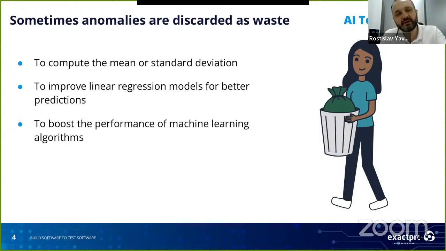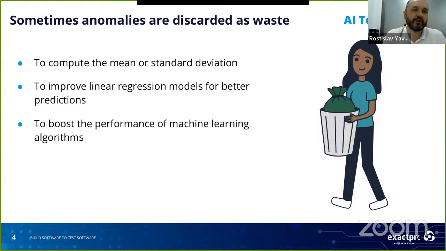And different examples are here on the slide. So first of all, it's about statistics, and we'll see this example just in a couple of minutes. When you try to describe some data set, you compute some average values, some standard deviation, and if this data has some anomalies, outliers, then all this computation will be spoiled.